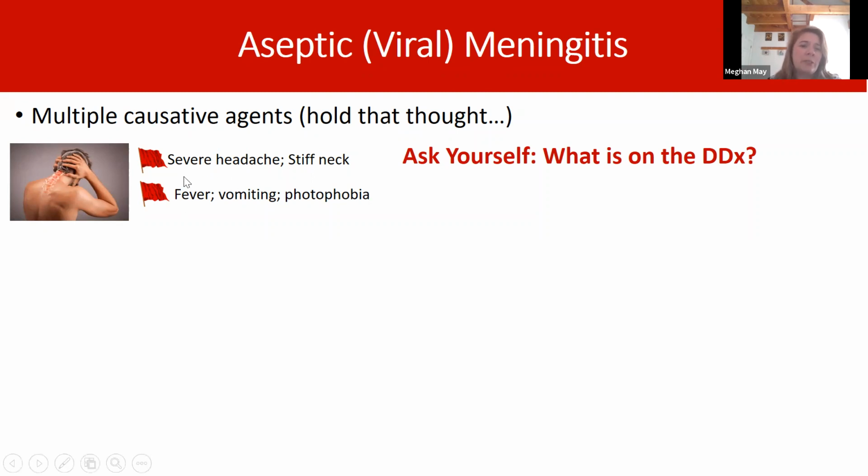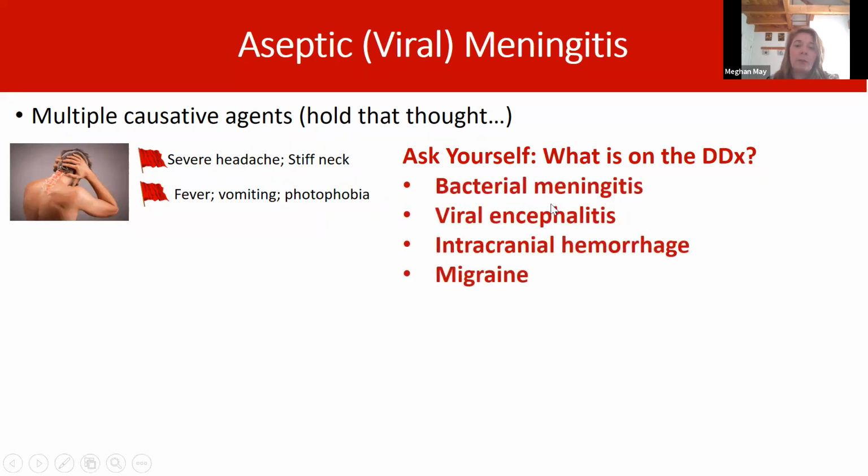How does this present? Very similar to bacterial meningitis, in that it presents with a severe headache and a stiff neck, fever, vomiting, and photophobia. The difference is that you don't have that rapidly spreading petechial rash. So what's on your differential? Bacterial meningitis, of course, viral encephalitis. We'll get to those in the next few slides. And again, intracranial hemorrhage or migraine.